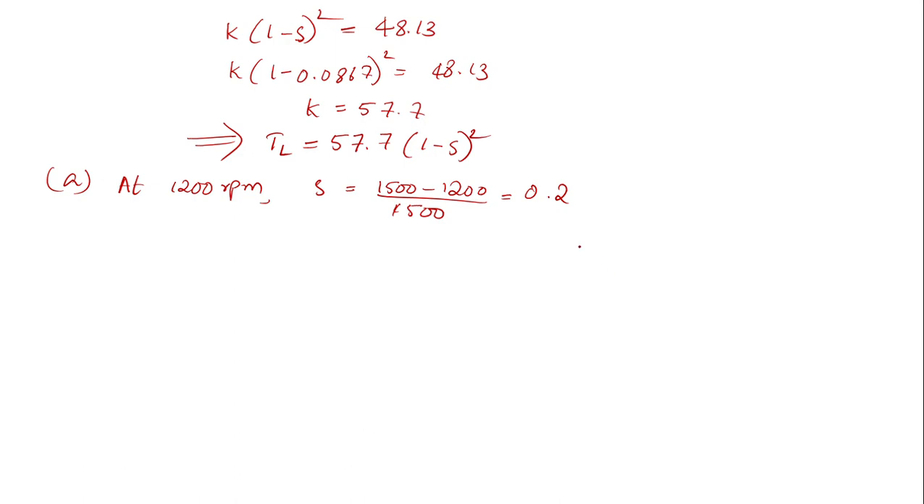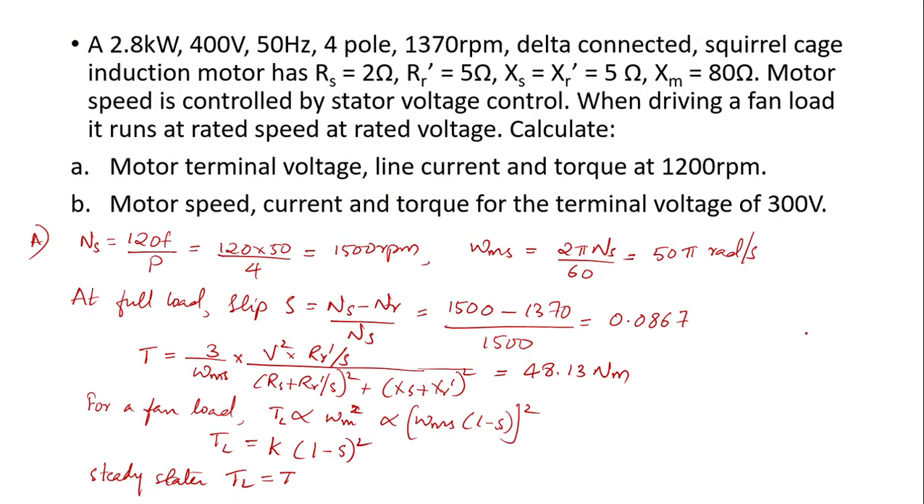Now, you need to find the value for terminal voltage V. You need to find out the line current or the supply current IS, and you also have to find the value of torque. So these are the three parameters that you have to find out.